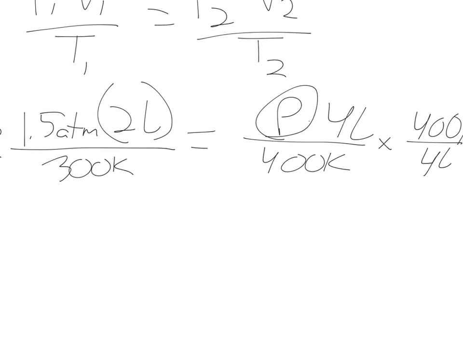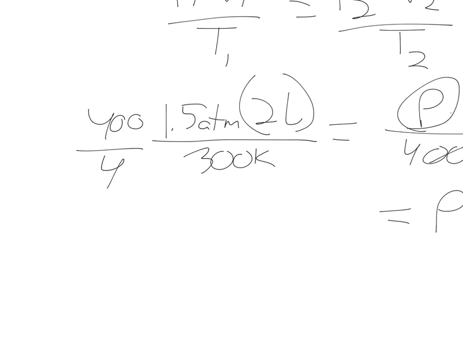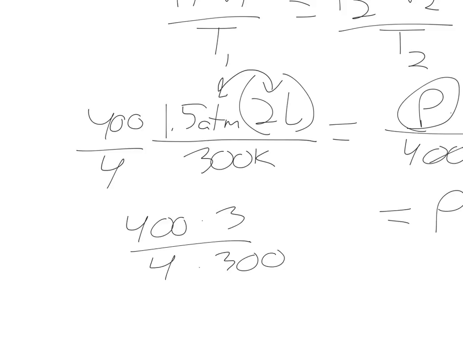Now this will obviously cancel on the right, 400 over 400, 4 over 4. And what I will get left is P equal to, then I have to solve all of this. 400 times 1.5 times 2 over 4 times 300. Well, let's see. If I'm clever, if I do 2 times 1.5, I get 3. So that would be the same as 400 times 3 on top over 4 times 300 on the bottom. I think this is going to work out very well.